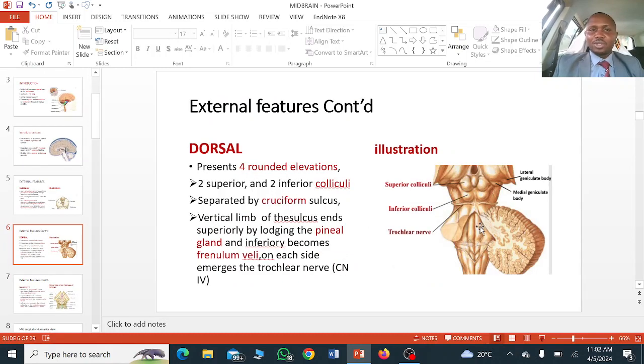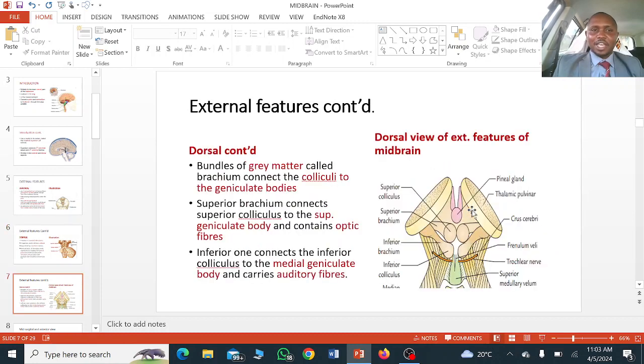Looking at the dorsal aspect, it presents 4 rounded elevations called the colliculi. You have the superior colliculi and the inferior colliculi, and they are separated by a cruciform or cross-like sulcus. Above, it ends by lodging the pineal gland, and inferiorly it becomes the frenulum veli, and on each side of the frenulum veli you have the trochlear nerve emerging.